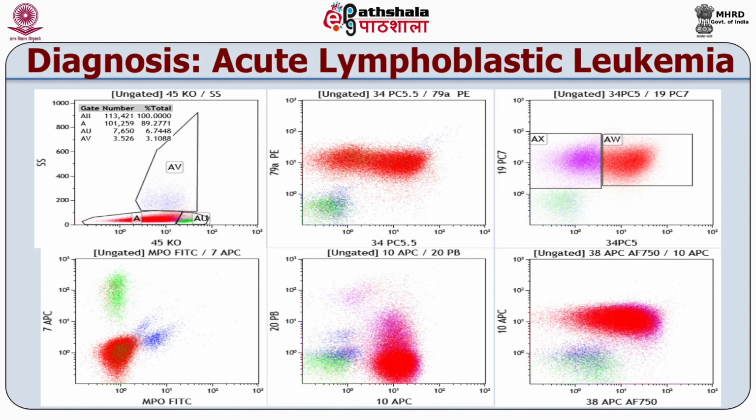This example shows how a diagnosis of B acute lymphoblastic leukemia is made. The blasts have been gated using the CD45 antibody. The red cells in this plot are the blasts. Now, the expression of CD34, which is a marker of immaturity, and CD79A, which is a marker of B cells, tells us that we are dealing with a case of B acute lymphoblastic leukemia.